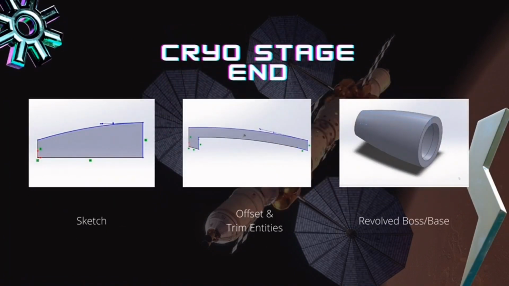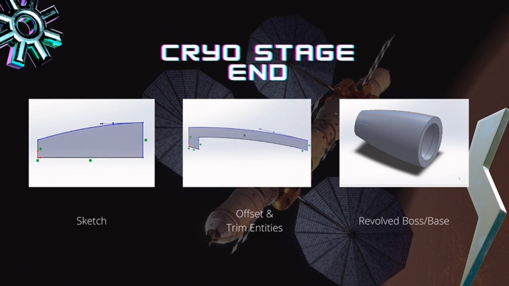Cryostage end. We first draw a straight horizontal line, then add a vertical line at the origin and also at the end of the horizontal line, but the one at the end will be higher. Then use the spline tool to draw the curve from the top of the line at the origin to the top of the line at the end point.